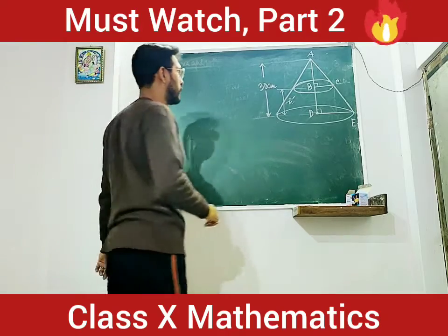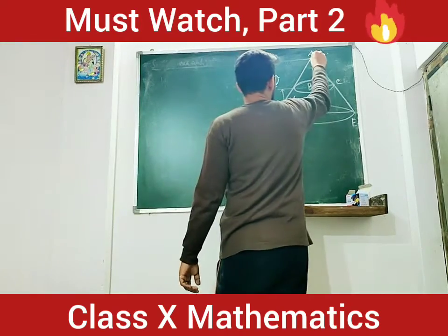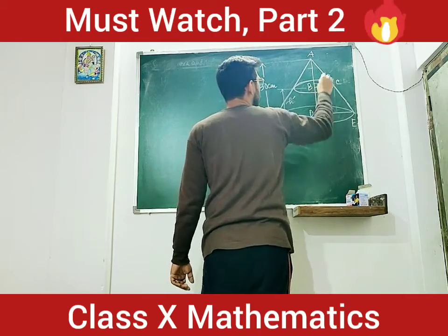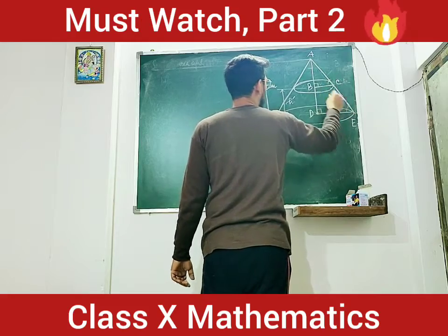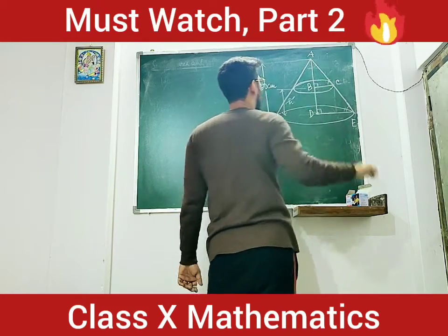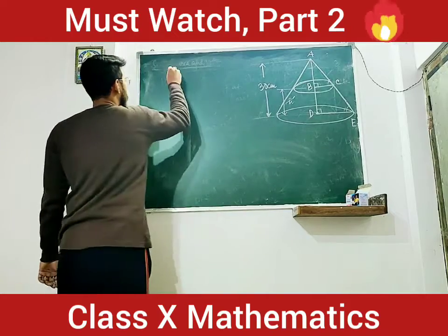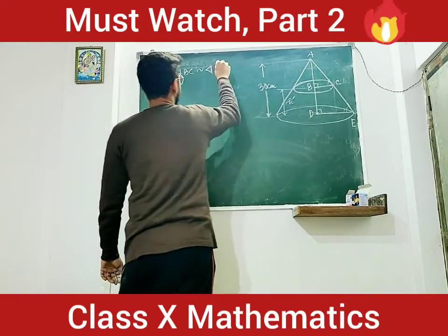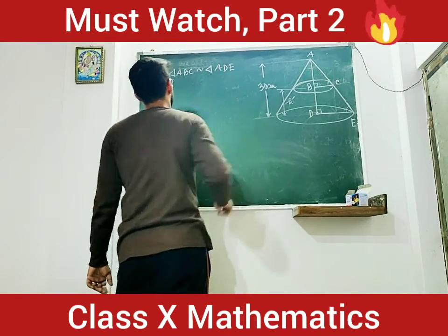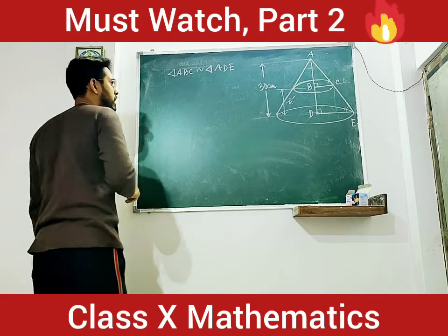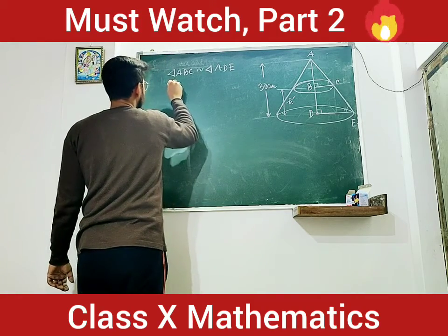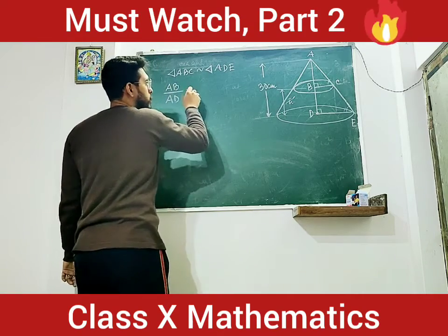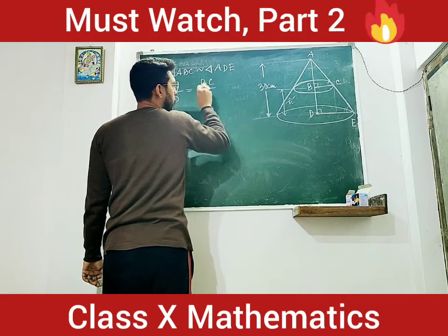So in this case, first of all, let us take two triangles. As you can see, these two triangles must be similar triangles. Why? Because this angle is the same. This angle will also be the same because of corresponding angles. And of course, this is the common one. So triangle ABC is similar to triangle ADE. And if this is so, then automatically we can conclude that AB by AD will be equal to BC by DE.